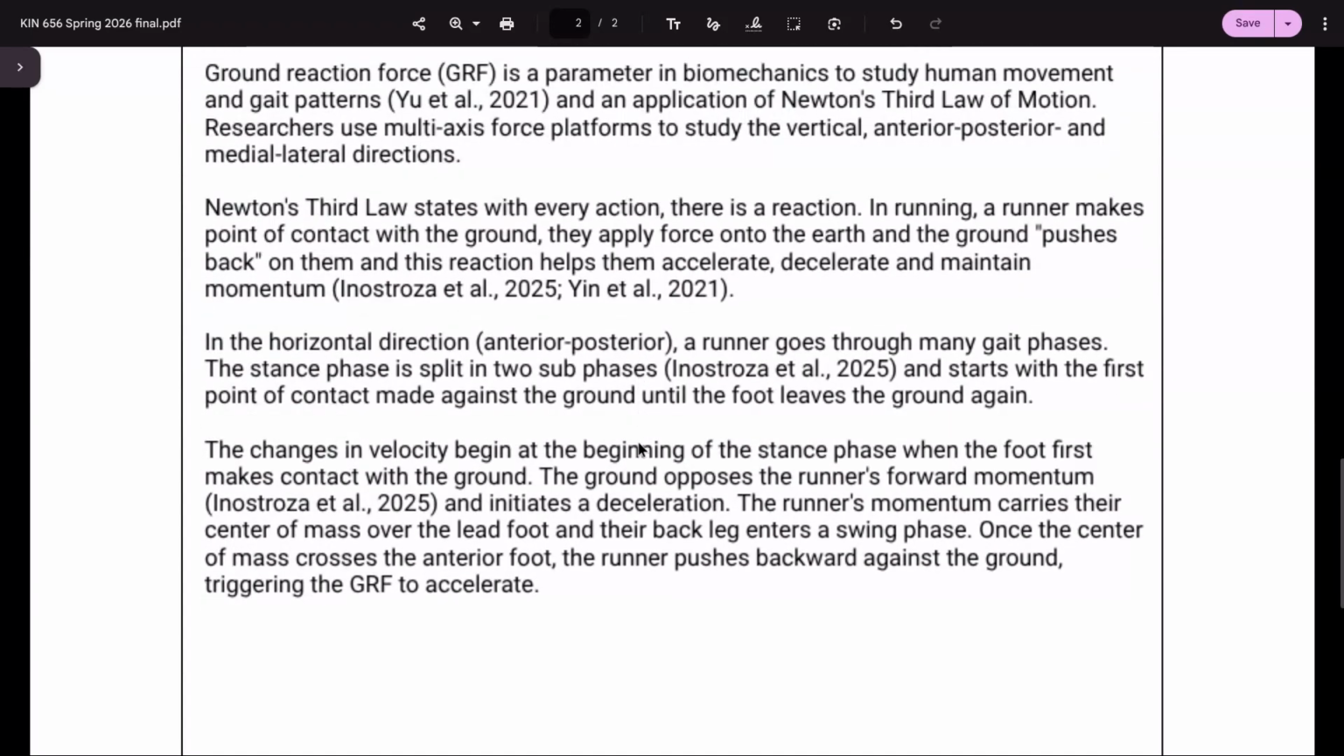So what is Newton's third law? Well, Newton's third law states with every action there is a reaction, meaning when someone acts on something, that object will react. And in running, this will mean the runner makes point of contact with the ground. They will apply a force onto the earth, and then the earth will respond back by pushing against the runner. And this reaction will either help them accelerate, decelerate, or even maintain momentum.